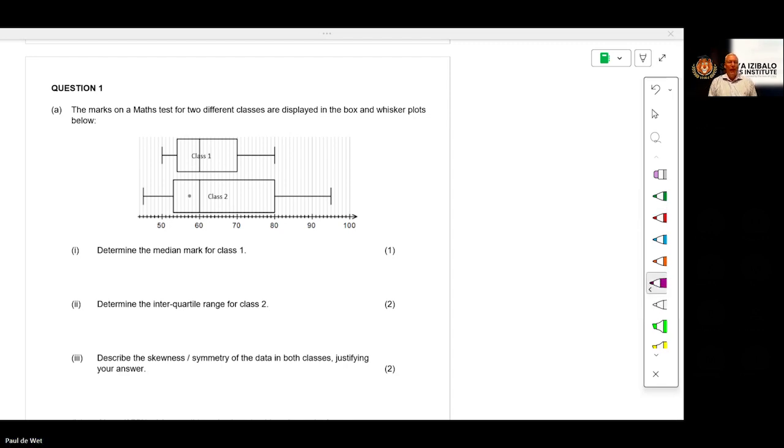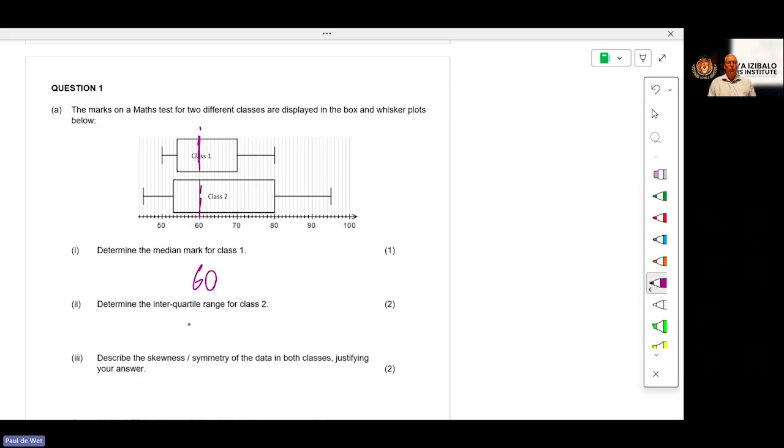Okay, so we're gonna dive straight in, and this first question is in some data handling. We've got two box and whiskers, one for class one, one for class two. While Ruth's not here yet with the microphone, we can just shout out the answer. So for the median mark for class one, 60. Remember, the median is this line over here.